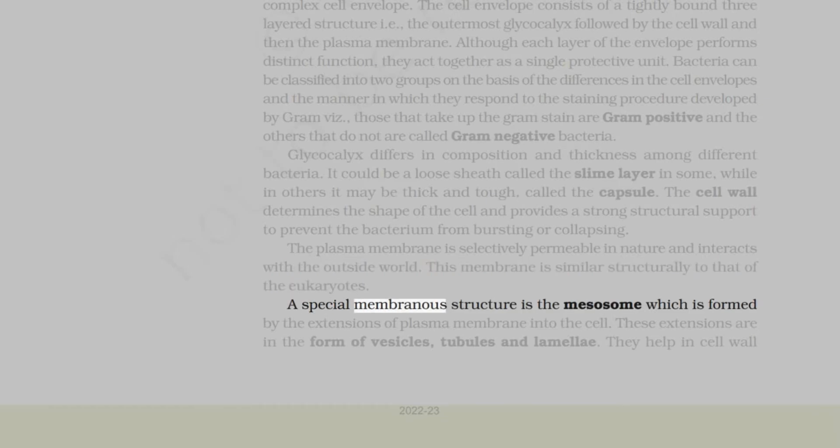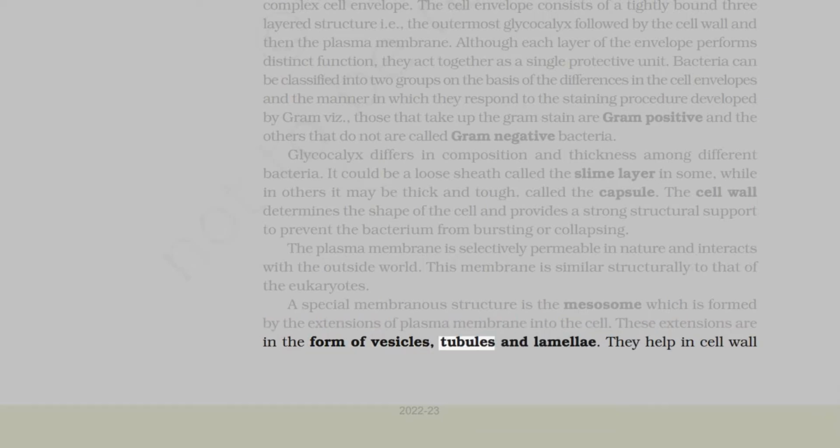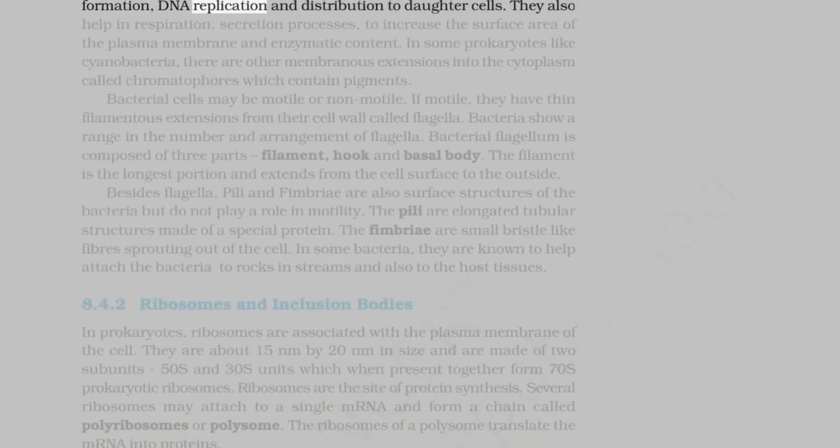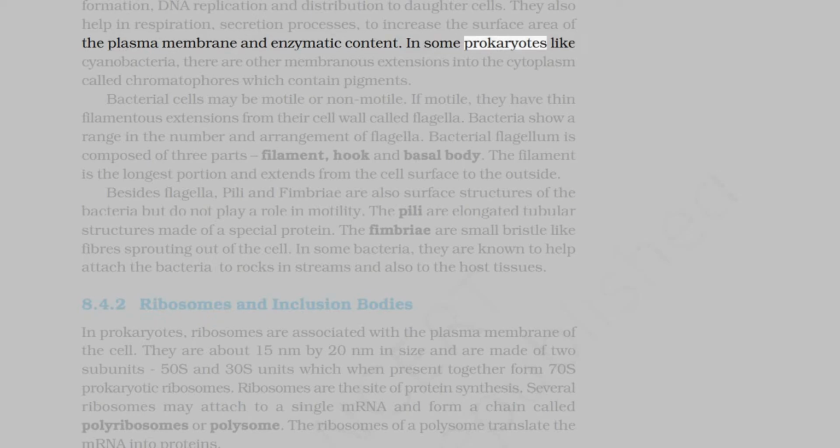A special membranous structure is the mesosome, which is formed by the extensions of plasma membrane into the cell. These extensions are in the form of vesicles, tubules and lamellae. They help in cell wall formation, DNA replication and distribution to daughter cells. They also help in respiration, secretion processes, to increase the surface area of the plasma membrane and enzymatic content. In some prokaryotes like cyanobacteria, there are other membranous extensions into the cytoplasm called chromatophores which contain pigments.